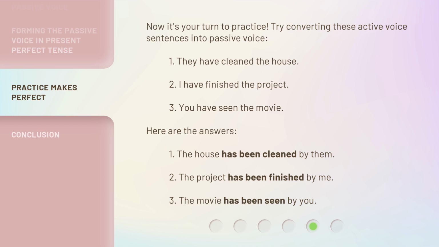Here are the answers. 1. The house has been cleaned by them. 2. The project has been finished by me. 3. The movie has been seen by you.